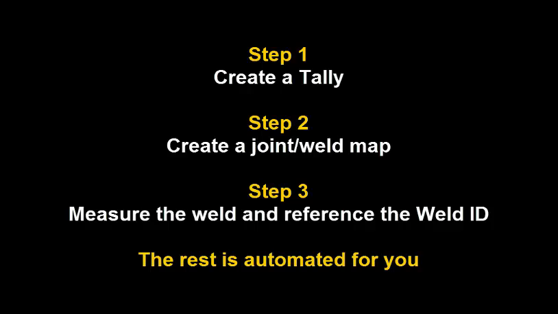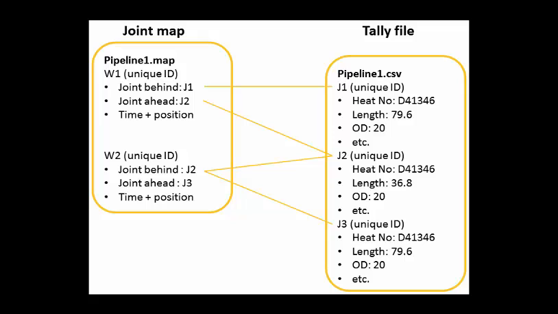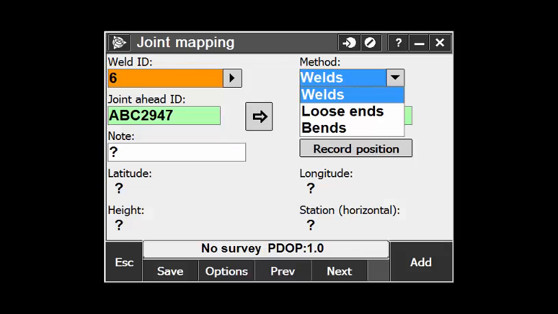When you come to measure the weld, you will only need to enter the weld ID to automatically have the joint IDs and attributes for both joints associated with your measurement. Pipelines uses the weld ID to find the joint ahead and behind IDs from the joint map, and then uses the joint IDs to get the joint attributes from the tally. Joint mapping with pipelines also allows you to record loose ends and bends as well as welds, but weld mapping is the key workflow we are focusing on in this demonstration.